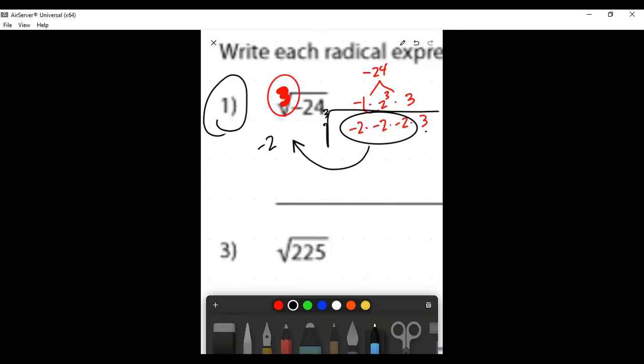So here's my simplified form. It's going to be a -2 times this cube root of 3. I can't do anything else. That's as simple as I can make it. All right. So if it's a cube root, you're looking for 3 of the same number, 1, 2, 3. And then that's going to make a group, and you bring that outside the house.